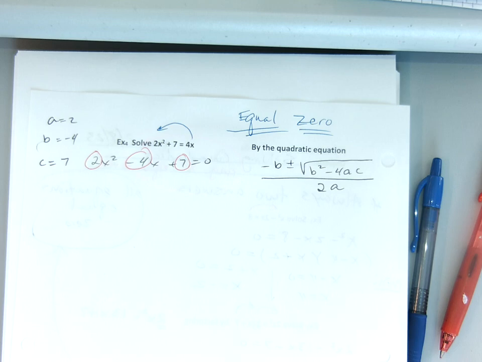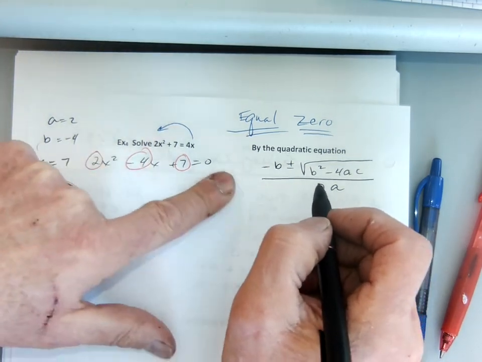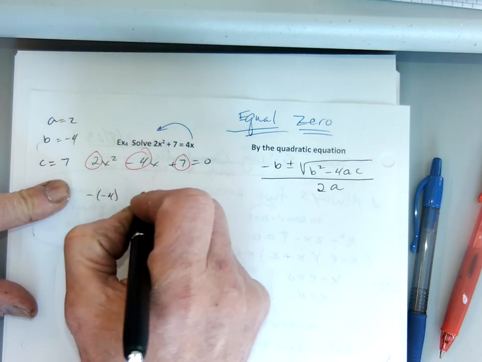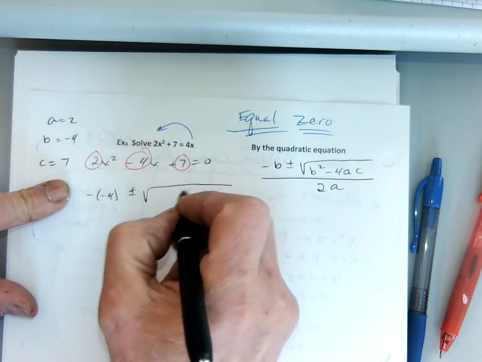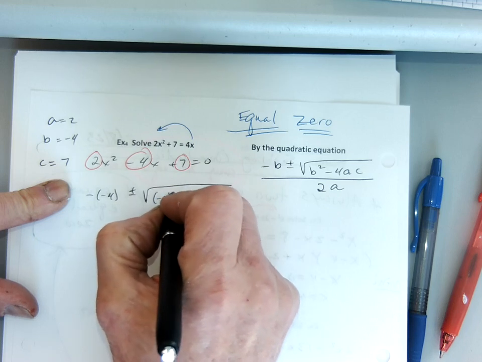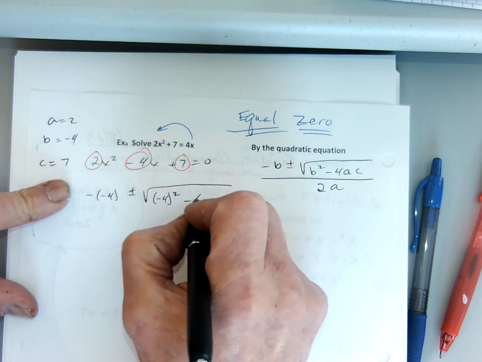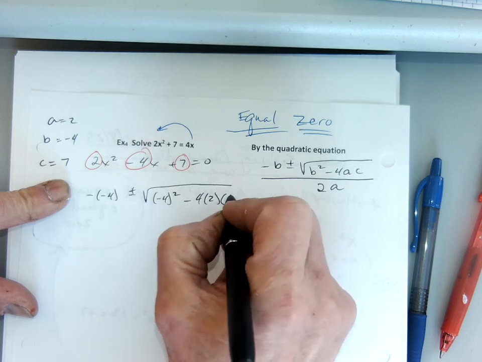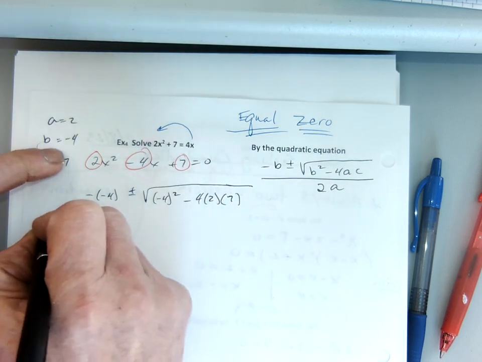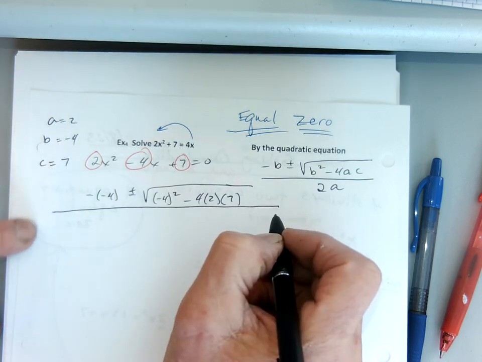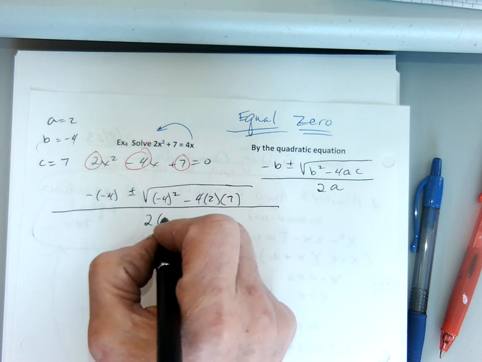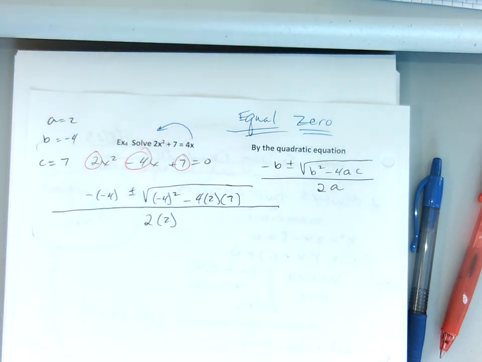I'm all good. Okay, so negative b. So I'm going to go negative 4 plus or minus the square root of negative 4 squared minus 4, because that's in the formula, times a, which is 2, times c, which is 7, all over the whole thing, 2 times a, which is 2. Plug and chug, we just have to simplify.